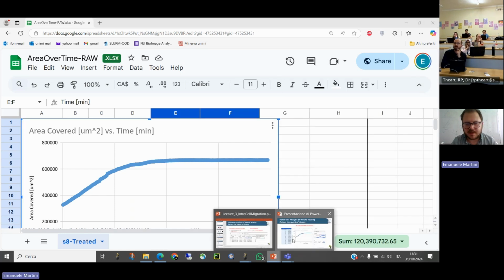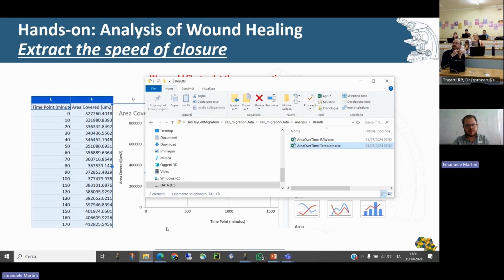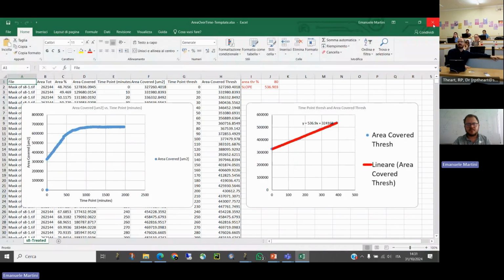So it's like a scatter chart, and if it suggests different options, you pick the one showing points like this and not with two lines. Also in Excel it should be scatter plot. Let me see, I have it here. Let me see which one it is. But here it is in Italian. Sorry.